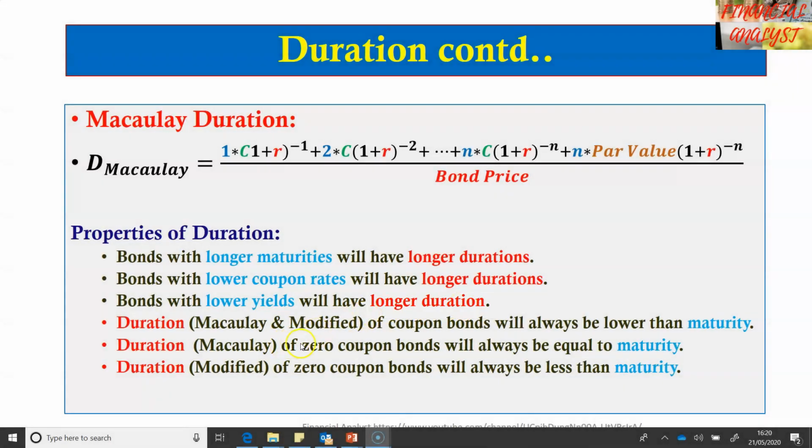Duration, whether Macaulay or modified, of coupon bonds will always be lower than maturity. Macaulay duration of zero coupon bonds will always be equal to maturity. However, modified duration of zero coupon bonds will always be less than maturity.